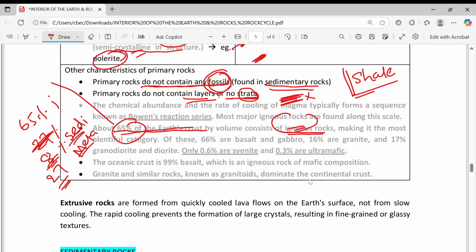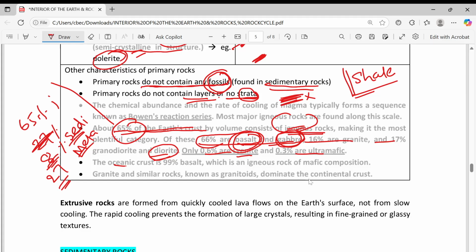In these igneous rocks, 66% are basalt and gabbro. Basalt forms outside in quiet eruption. Gabbro is the plutonic rock, in depth. Then 16% granite and 17% diorite. So diorite is also an igneous rock, you remember. Then 0.6% syenite and 0.3% ultramafic.